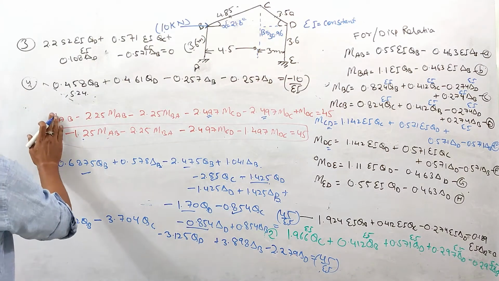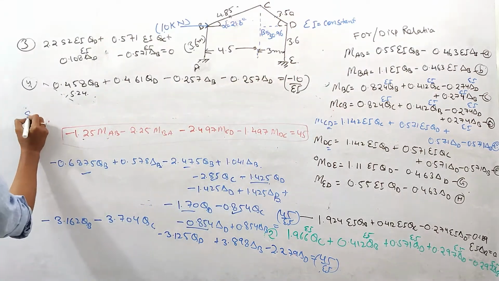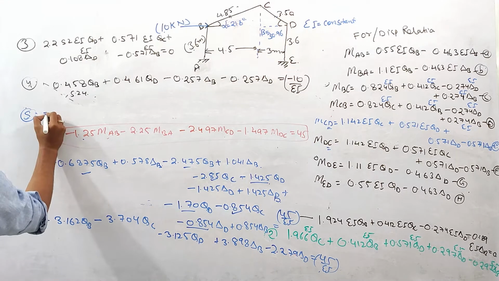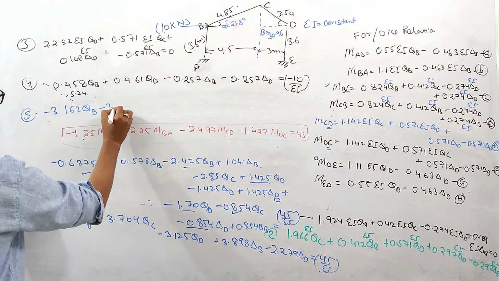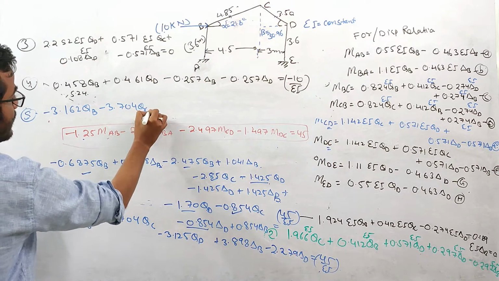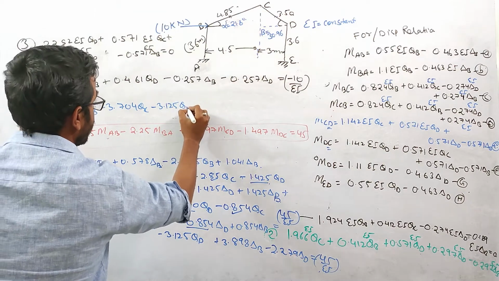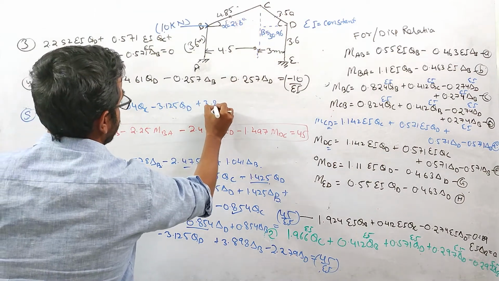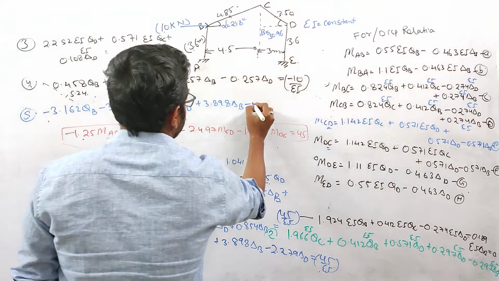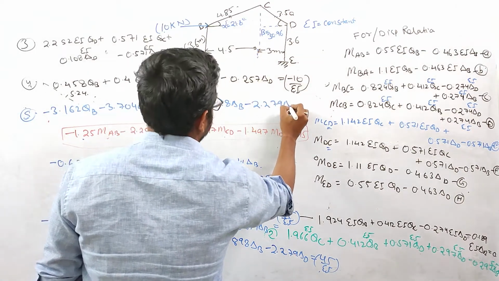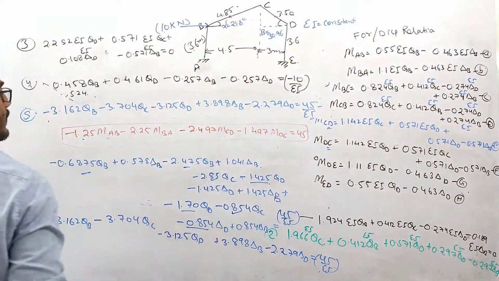So our next equation will be equation number 5. This is 0.362 theta B minus 3.704 theta C minus 3.125 theta D plus 3.898 delta B minus 2.279 delta D equals 45 over EI. So this is equation number 5, right?